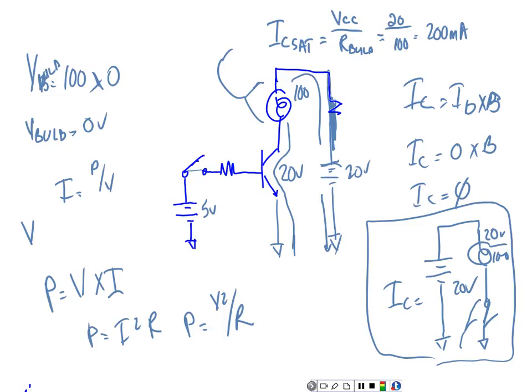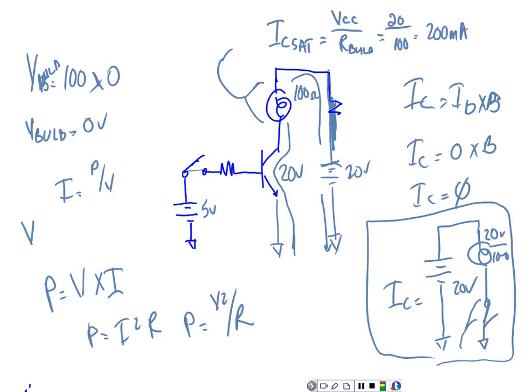Yeah, I gave you the 100 ohms. I just didn't put "ohms" out here. But I could have given you the wattage of the bulb. So it was a 20 volt bulb. By the way, bulbs are rated at a certain wattage, but that wattage is going to be at a certain voltage, right? You understand?